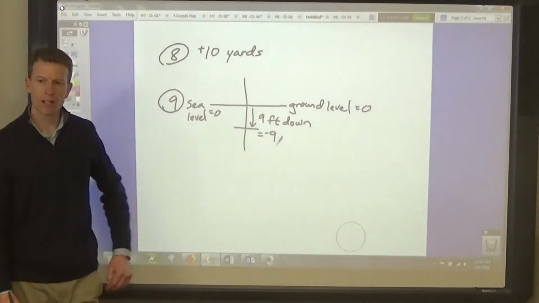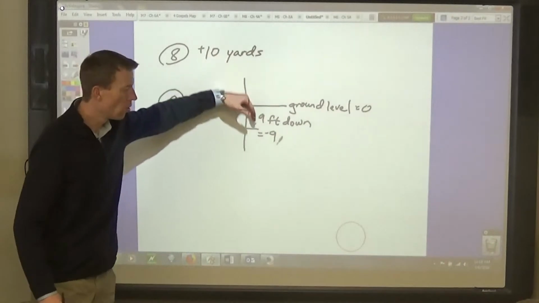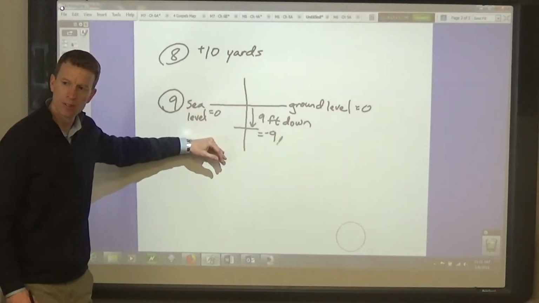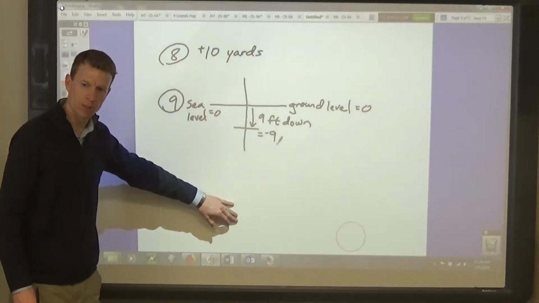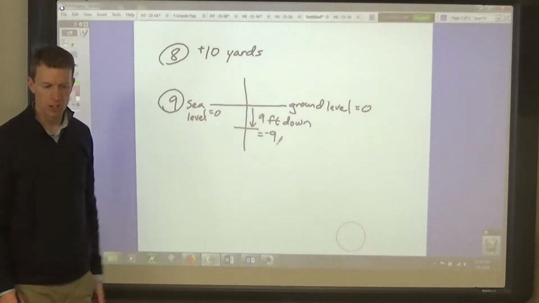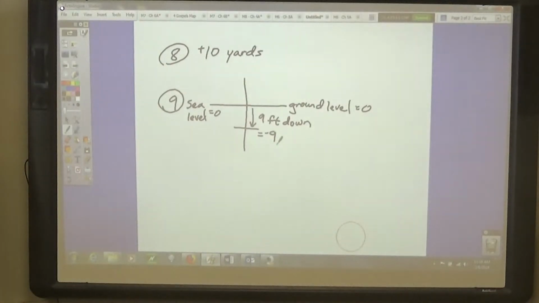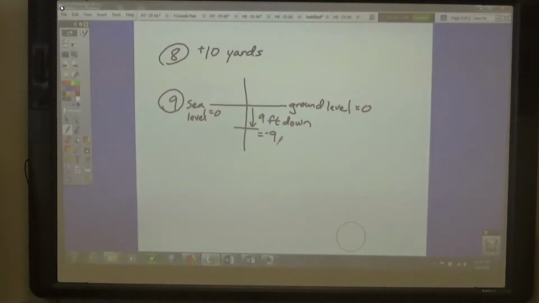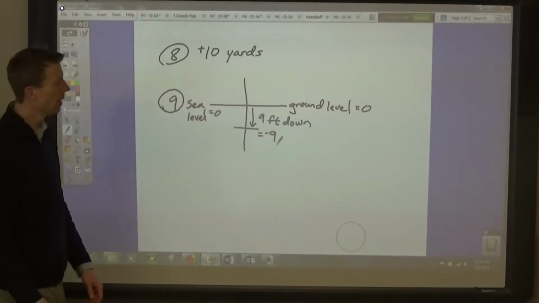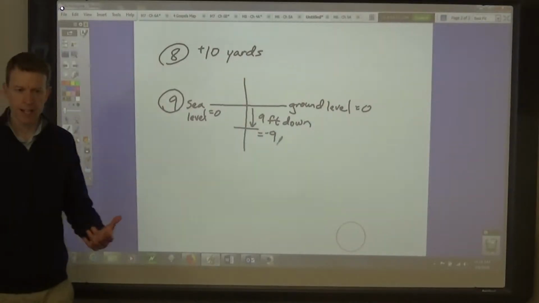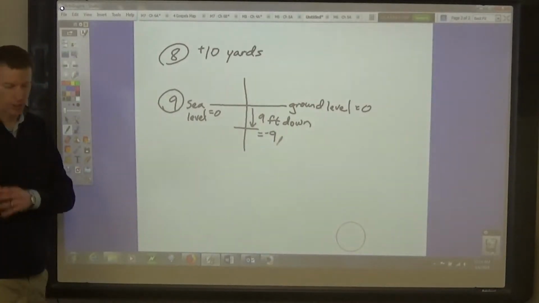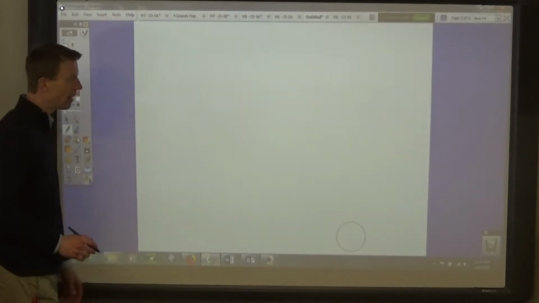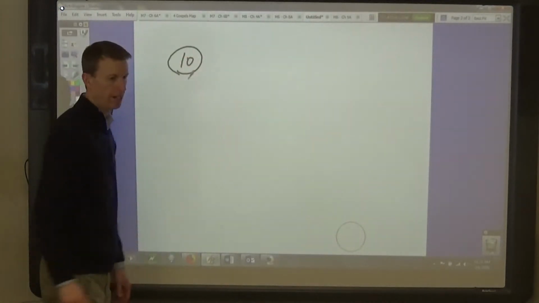So anytime you're talking about going below ground level or going below sea level, it's a negative amount. You're going to the negative amount, the negative integers. That's also true if you're talking about money. You can actually have a negative amount of money. If you've spent more than what you have in your account, then you can have a negative balance.